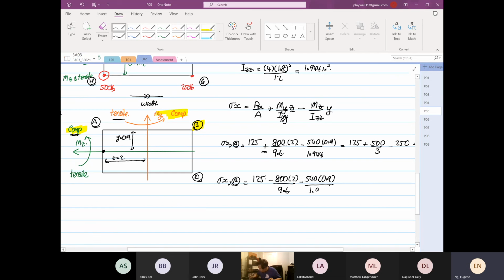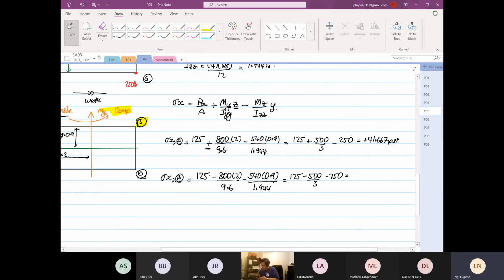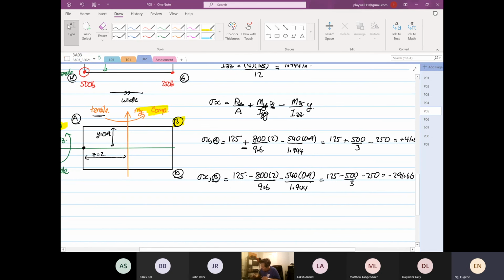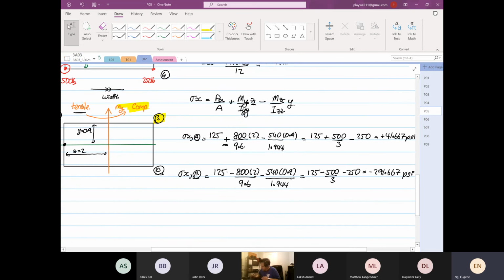Divide by 1.944. So this is equal to 125 minus 500 over 3 minus 250. So it's equal to minus 291.667. Okay, so that is our point B, minus 291.667 psi. So what you observe is between point A and point B, it goes from positive to negative. So the neutral axis will intersect on line point A and point B.